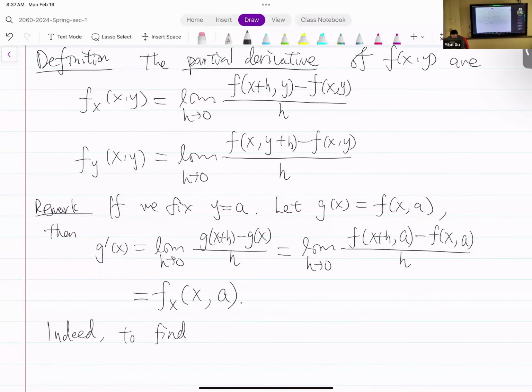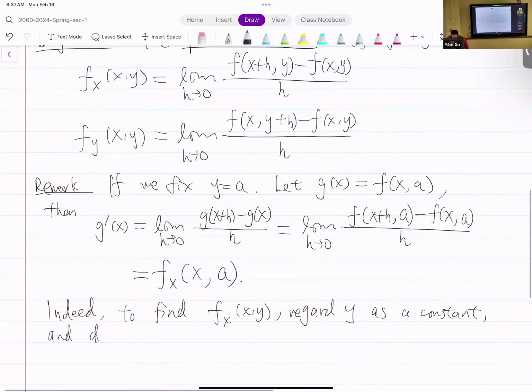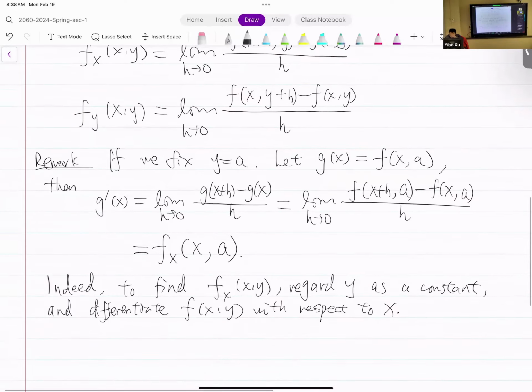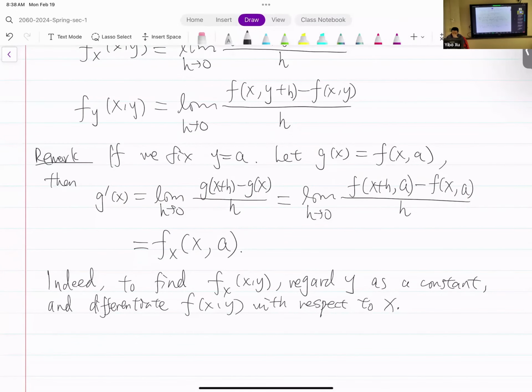To find the partial derivative with respect to x, regard y as a constant and differentiate the binary function with respect to x. So basically, when we do the partial with respect to x, we just treat y as a constant. That's the only thing that we need to keep in mind. But that's very important. And similarly, if you're doing the partial with respect to y, then you just treat x as constant.